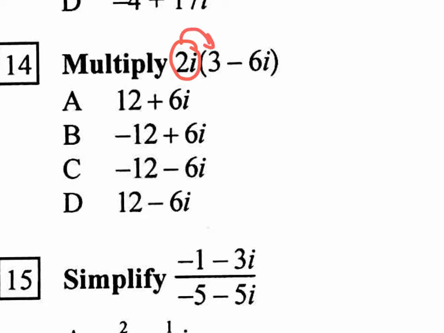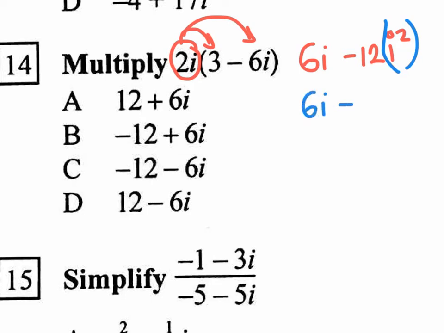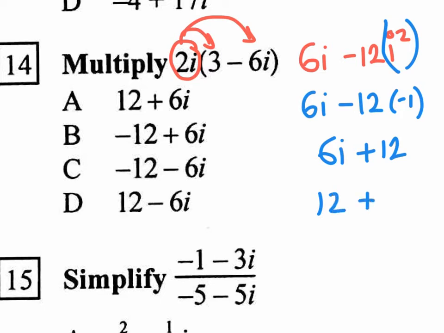2i times 3, that'll give us a 6i. And then 2i times negative 6i, well, 2 times negative 6 is negative 12, and i times i is i squared. So we really have 6i minus 12i squared. But what we need to remember is that i squared is really a negative 1. So I really have 6i minus 12 times negative 1. So that's really a 6i plus 12, because a negative 12 times a negative 1 is positive. And now the only other thing you need to do is write the real part first, the 12, and the positive 6i second, which means that that is option A.